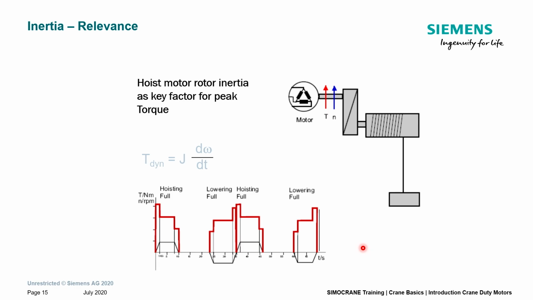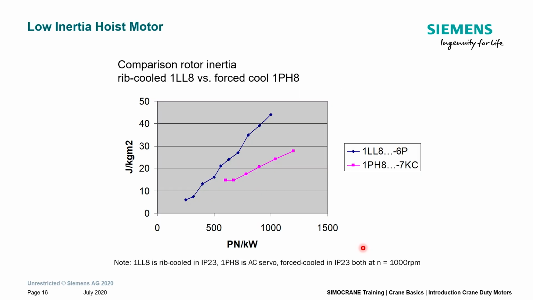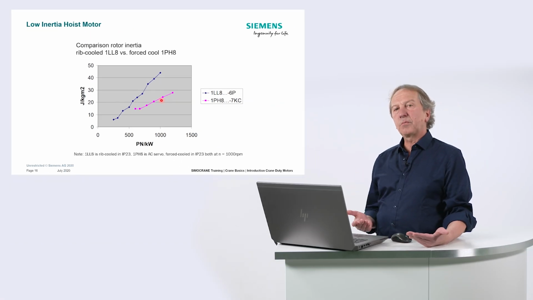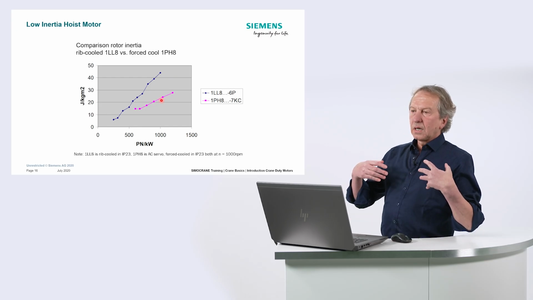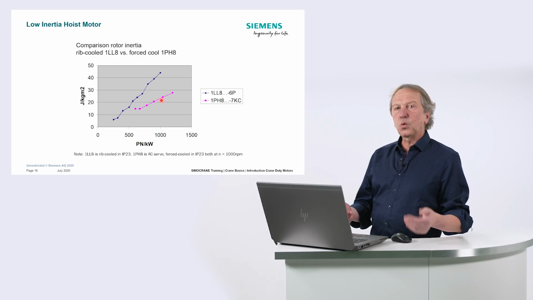On the next slide, we show you a comparison between two motor types. Let's say this motor here with a blue curve is a Transnormer standard motor, and this is our special hoist motor. And let's imagine we have a hoist with an installed power of 1000 kilowatt. Then you see that the inertia of the standard motor is almost double that of our crane-specific hoist motor. And as I explained before, this is relevant for power consumption, but also for the cost of the complete drivetrain, including in-feeder.